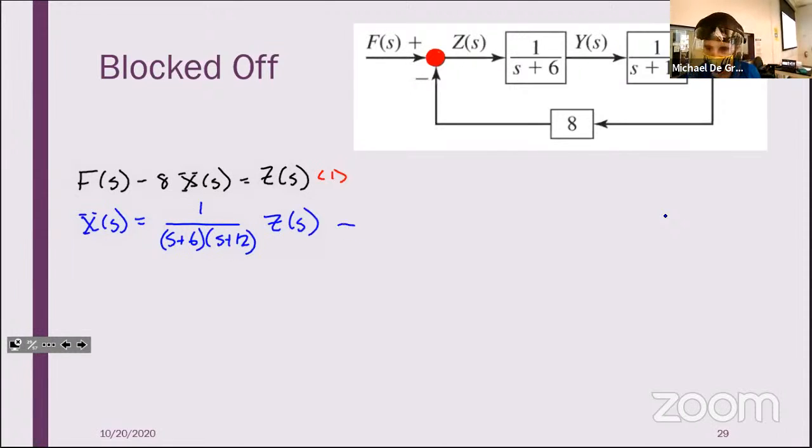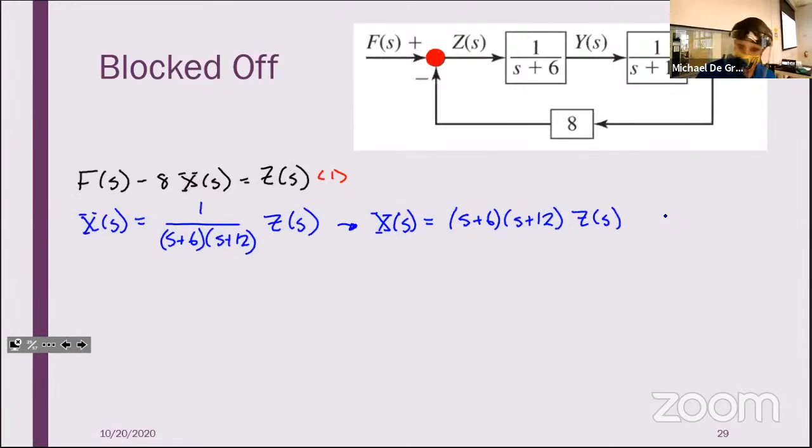Well, that's not entirely true. I'm going to rewrite this as x of s is equal to s plus 6. But I'm not going to combine these z of s. I'm going to leave these in the parentheses. I'm not going to expand them. All I've done is, it should be, I switched my x and my z, didn't I? Yes, I did.